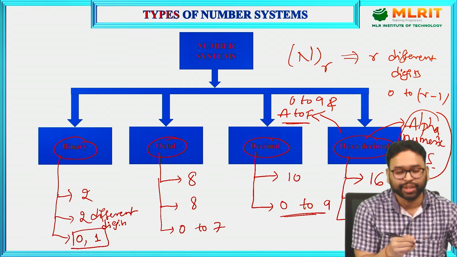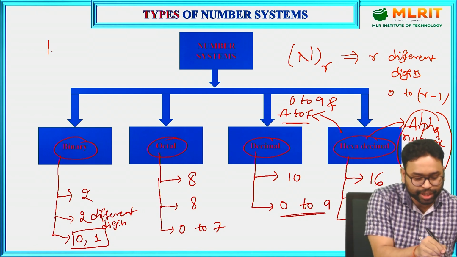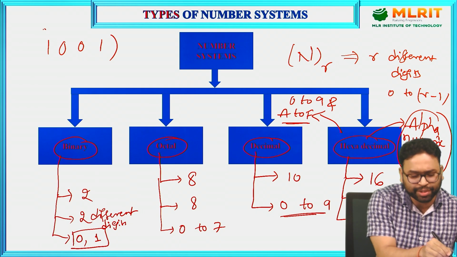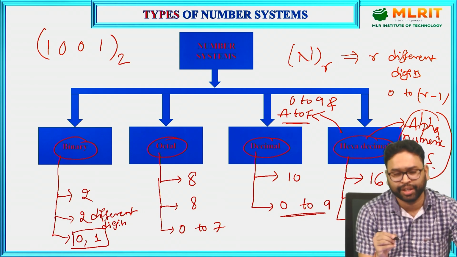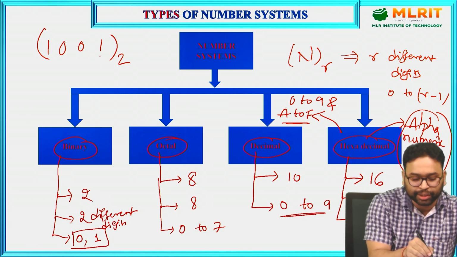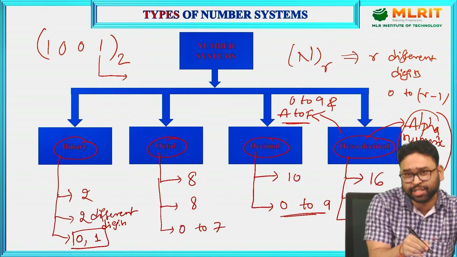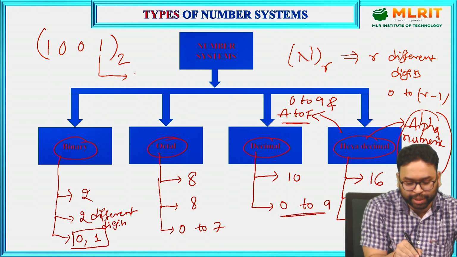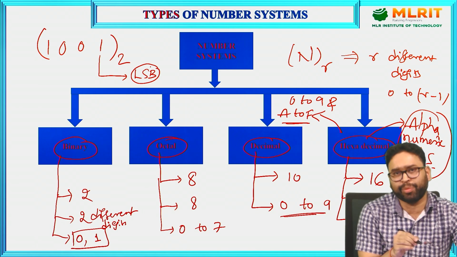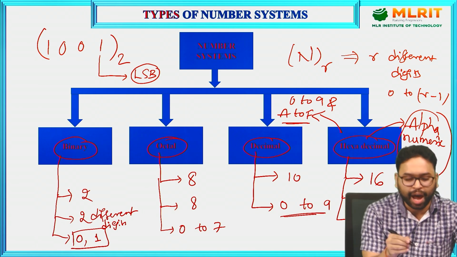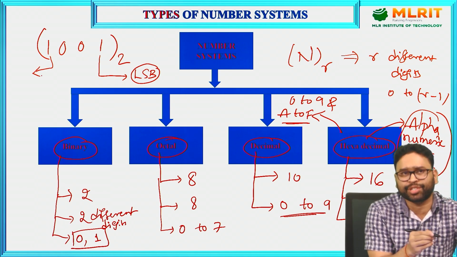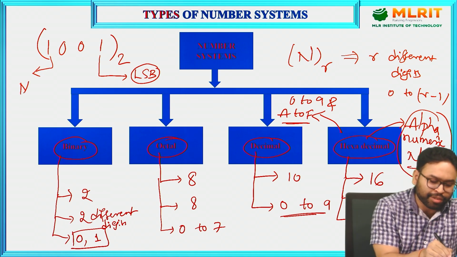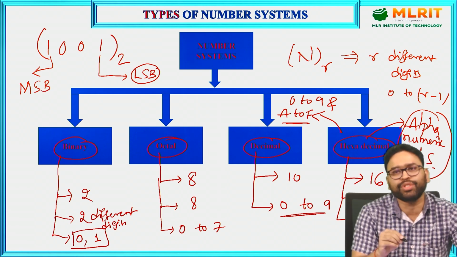Let me tell you one more thing. Let's consider one general number system. I'm considering here the binary number 1001 with a base value of 2. We talked about positional weightage, right? In that case, we can define one more thing: this digit holds the least positional value. That means this bit can be called LSB, the least significant bit, because it holds the least positional value. And this is the bit which holds the maximum positional value, so you can call this bit MSB, most significant bit.